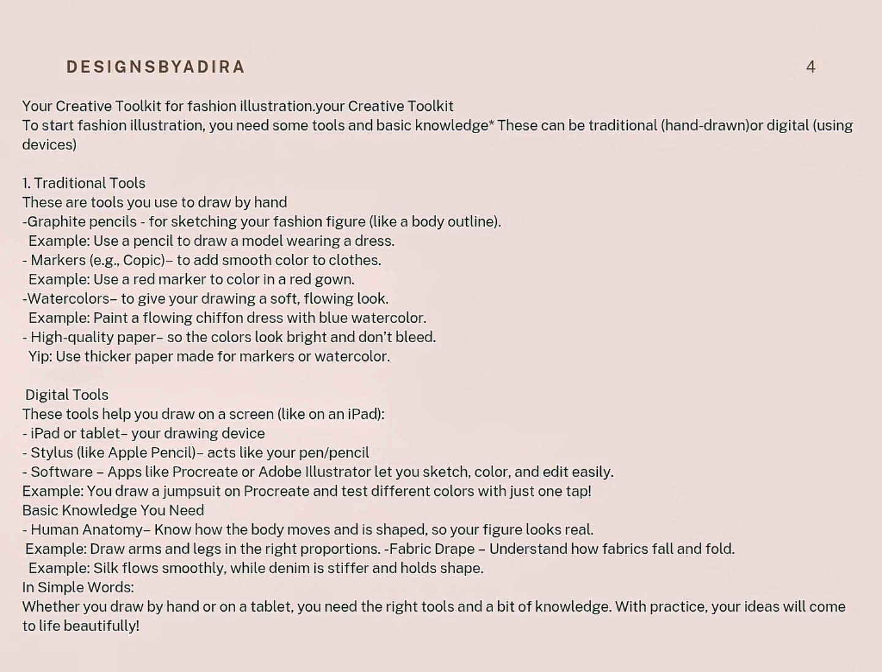Then there are fabric drapes: understand how fabrics fall and fold. You need to know human anatomy to know how the body shapes will come out and how the garment will fit. Another thing you need is an understanding of fabrics, which is fabric draping, understanding how fabric falls and folds, how silk flows smoothly, and how denim is. You just need to know all these things. So in essence, whether you draw by hand or on a tablet, you need the right tools and a bit of knowledge. With practice, your ideas will come to life beautifully.